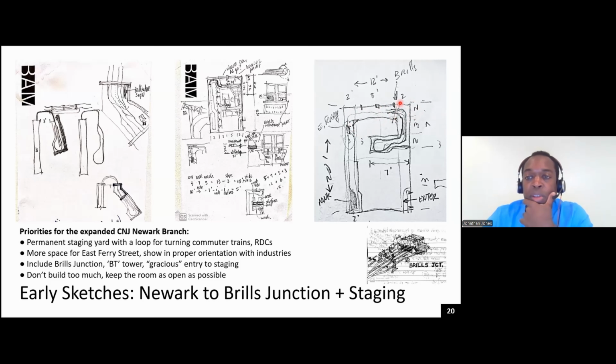You'll see this line here, which represents the PRR at Burrill's Junction. And East Ferry Street, this is actually mislabeled. This is really going to be Jefferson Street.